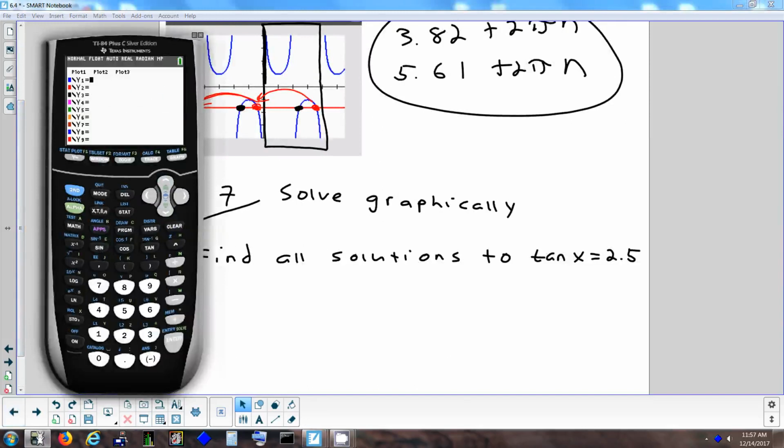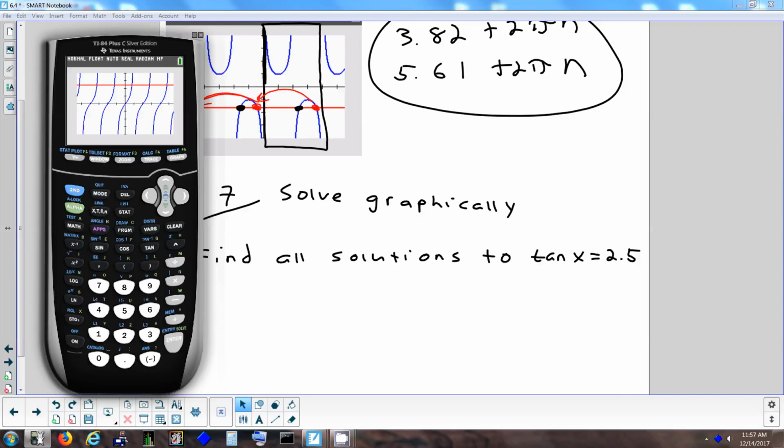And now this time you have a button for tangent. You don't have to flip anything. So tangent in y1, 2.5 in y2. Okay, I'm going to ask the same question I did on the last one. I see a bunch of answers on the screen. There's a bunch of intersections. How many per period? 1.